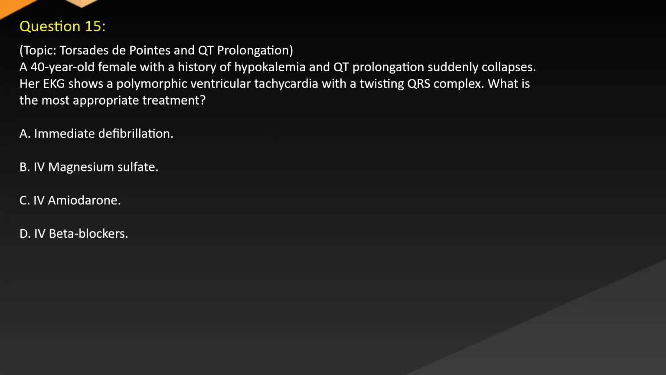Question 15. Topic: Torsades de pointes and QT prolongation. A 40-year-old female with a history of hypokalemia and QT prolongation suddenly collapses. Her EKG shows a polymorphic ventricular tachycardia with a twisting QRS complex. What is the most appropriate treatment? A. Immediate defibrillation. B. Magnesium sulfate. C. Amiodarone. D. Beta blockers.